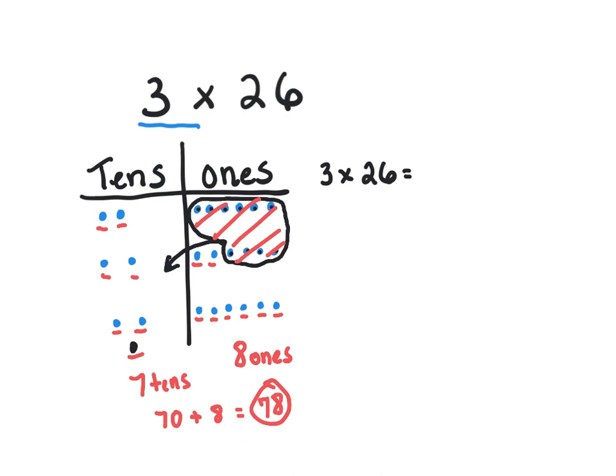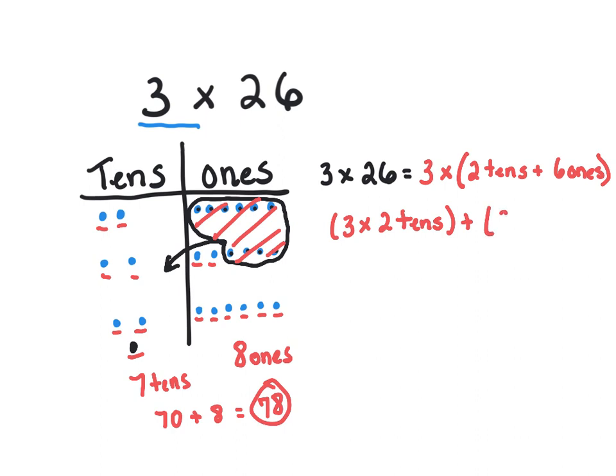All right, so if we go over to the distributive side, we're going to say 3 groups of is multiplication. And we say we have 3 times 2 tens plus 6 ones. All right, let's distribute that 3. And once we distribute it, we're going to get 3 times 2 tens plus 3 times 6 ones.